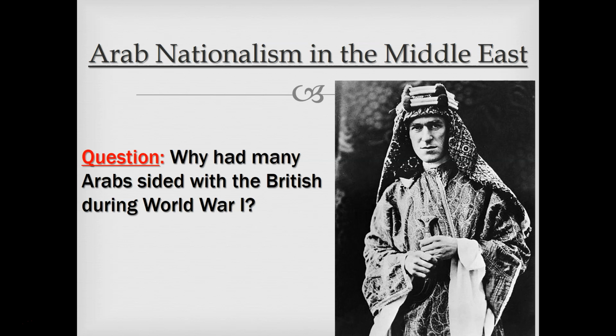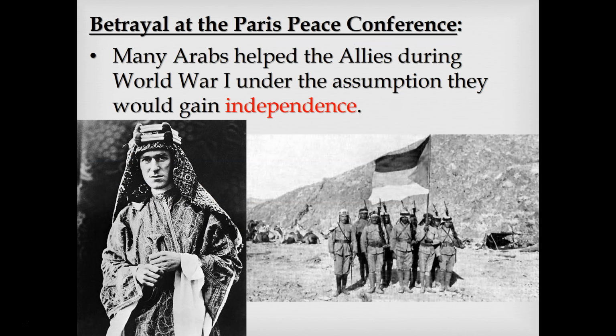You might remember that during World War I, quite a few Arabs in the Middle East had rebelled against the Ottoman Empire, and they were doing so with British help because they assumed that when World War I came to an end, they would get independence for their efforts. But of course, as we found out, that is not what happened.